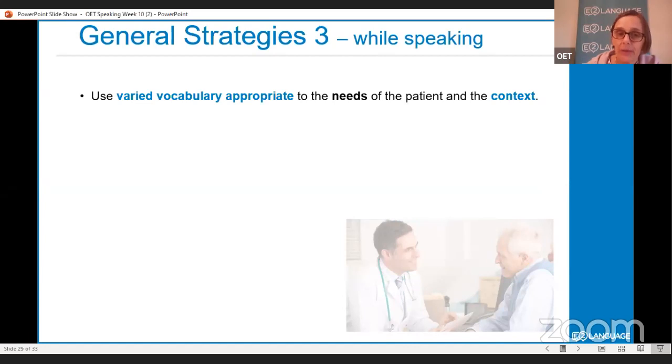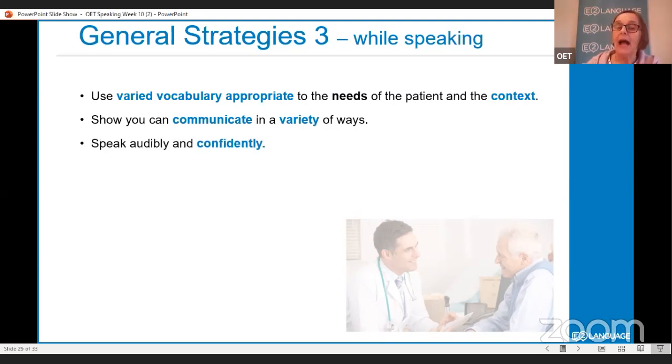Then, while speaking, use varied vocabulary appropriate to the needs of the patient. Don't make it too complicated, and the context. You've got the card. You can use the vocabulary that's on the card. You don't need to paraphrase it all. However, try and put it in a little bit of a different way so it doesn't look as though you're reading from the card. Not difficult, just twist it around a little bit. Show you can communicate in a variety of ways.